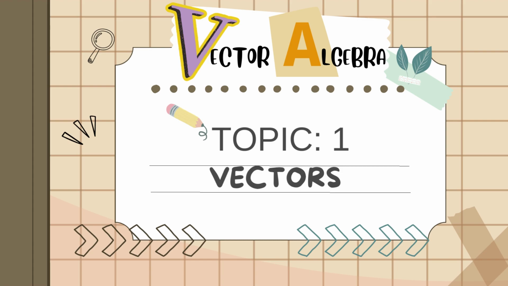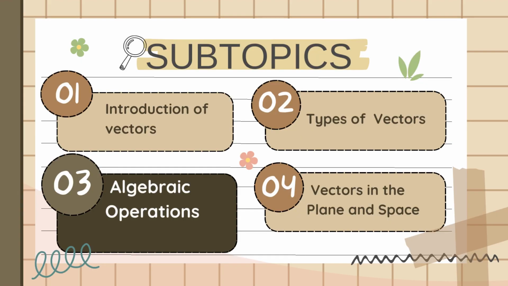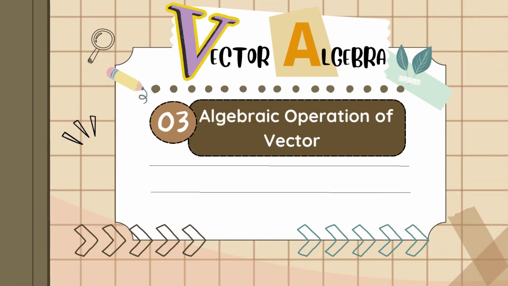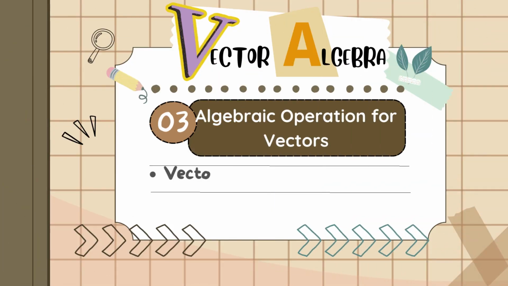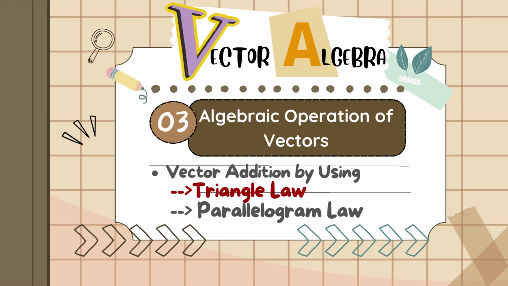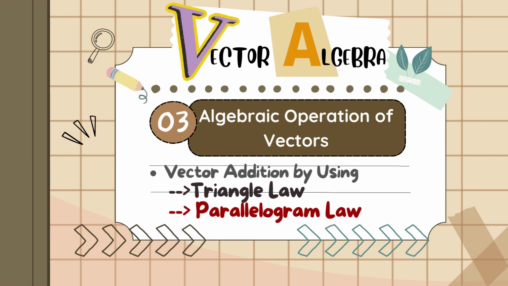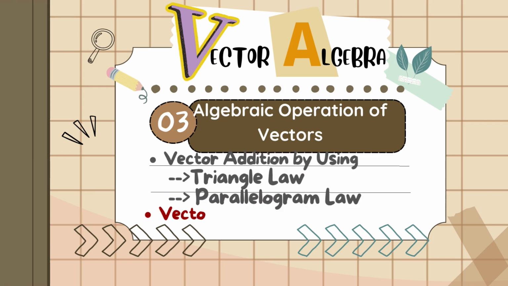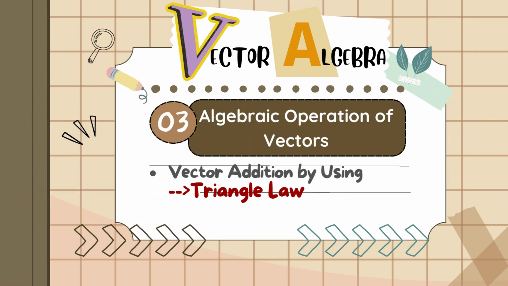In this lesson, we will learn about the algebraic operations of vectors. So there are two operations. The first operation is to compute vector addition by using triangle law and parallelogram law. And the second operation is to compute vector subtraction. Let's start with the triangle law of addition.